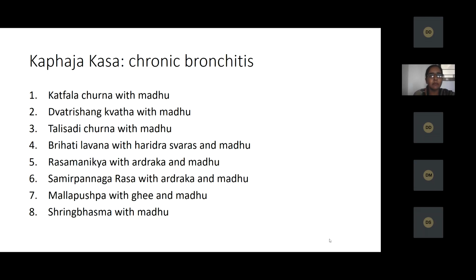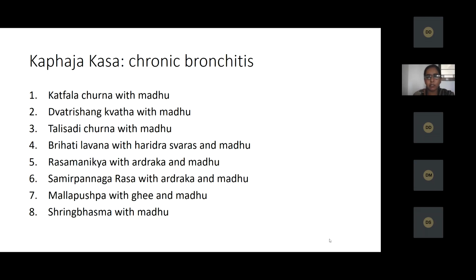Chronic bronchitis we can mainly correlate with kaphaja kasa. Some formulations we can give in chronic bronchitis are katphala churna with madhu, talisadi churna with madhu, brihat lavana with haridra swaras and madhu, rasamanikya with adrak and madhu, samirpannaga rasa with adrak and madhu, malapushpa with ghee and madhu, and shringa bhasma with madhu. All these medicines will help in chronic bronchitis.